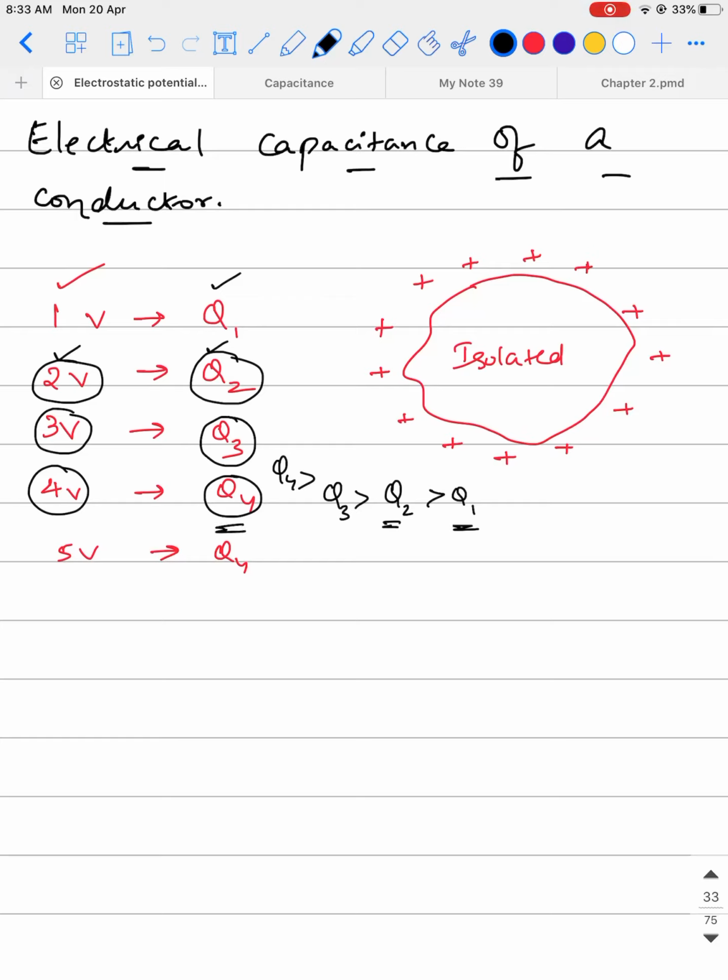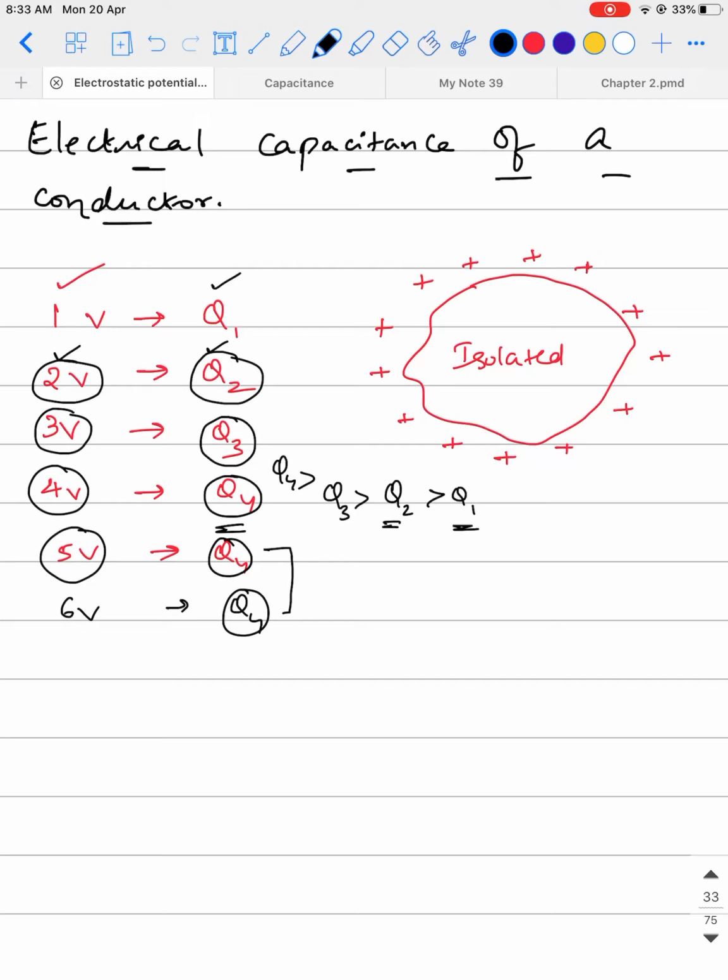Now beyond 4 volt, even if you increase to 5 volt, 6 volt or 7 volt, the charge that has been deposited has stagnated. The meaning of this is, for whichever conductor we are trying to find the capacitance of, the capacity of that conductor is to store a charge of maximum value Q4. Beyond that, however much you increase the input, the charge will stagnate.